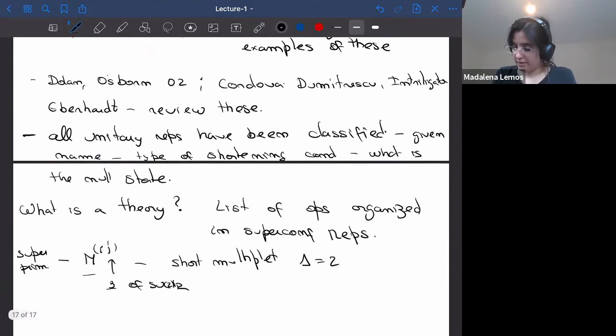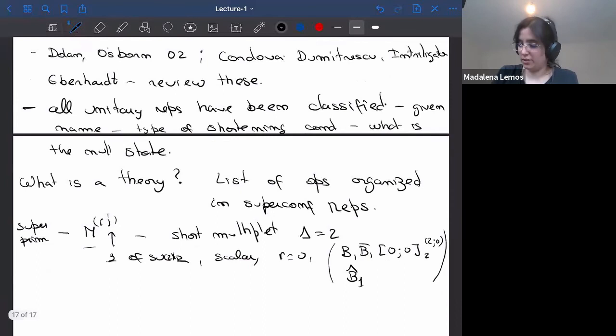It's a scalar. It has R equals 0. I can give you a name in these classifications. So for completeness, I might write it down, but there's no added value in the name in different types of classifications. It's also sometimes called a behead one. So it has a name, meaning that we know what shortening condition it obeys. So it obeys a condition of this type.